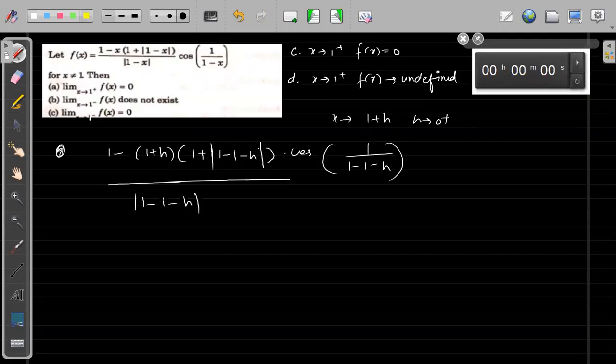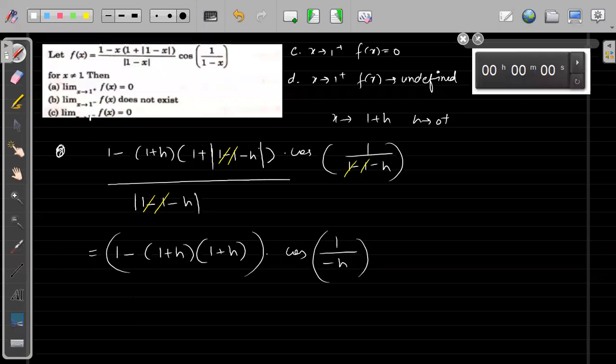So let's see, the 1 and 1 are getting cancelled, this one is getting cancelled, this one is getting cancelled, and this one is getting cancelled, right? So I will write it: 1 minus 1 plus h, into, the modulus will make it plus h, so 1 plus h into cos of 1 upon a minus h, right? And this is h simply.